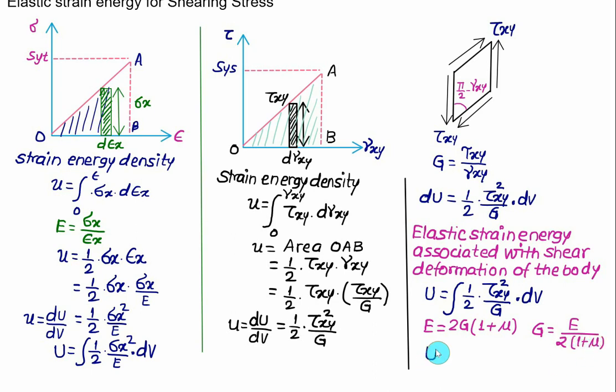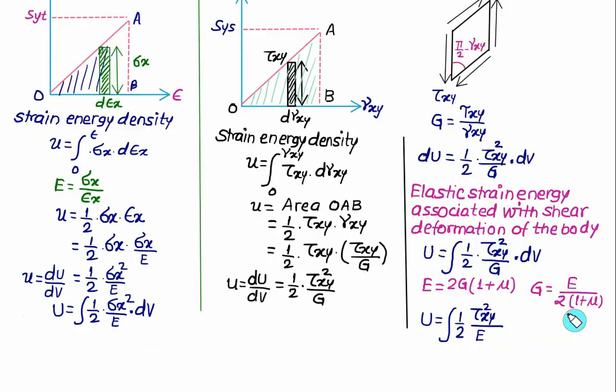So the total strain energy U will be equal to the integral of 1/2 tau xy squared divided by G, as it is. G is replaced by E over 2(1 plus mu), so the denominator shifts to the numerator and is multiplied by 2 into (1 plus mu), multiplied by dV. The 2 gets cancelled, and the final expression is the integral of tau xy squared divided by E, into (1 plus mu), multiplied by dV. This alternate expression can also be used, or otherwise you can calculate the value of G from the known value of Young's modulus, which is E upon 2 times (1 plus Poisson ratio).